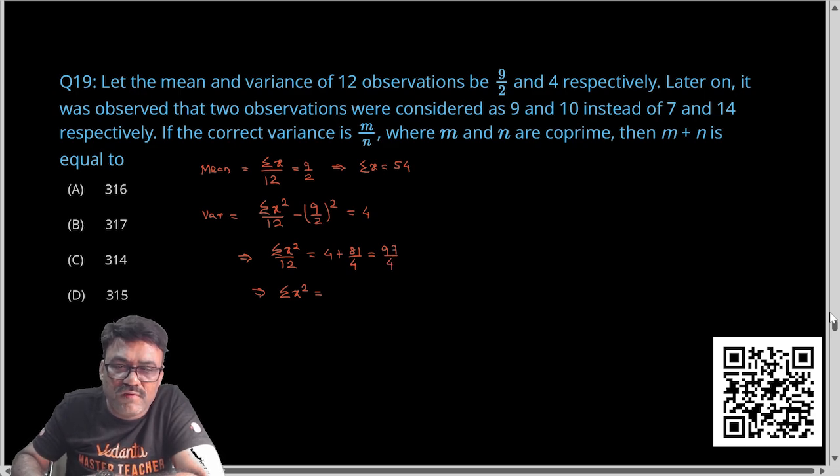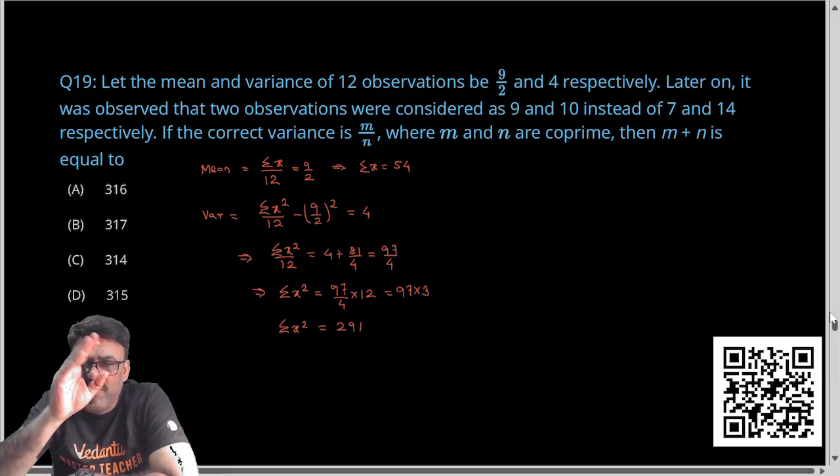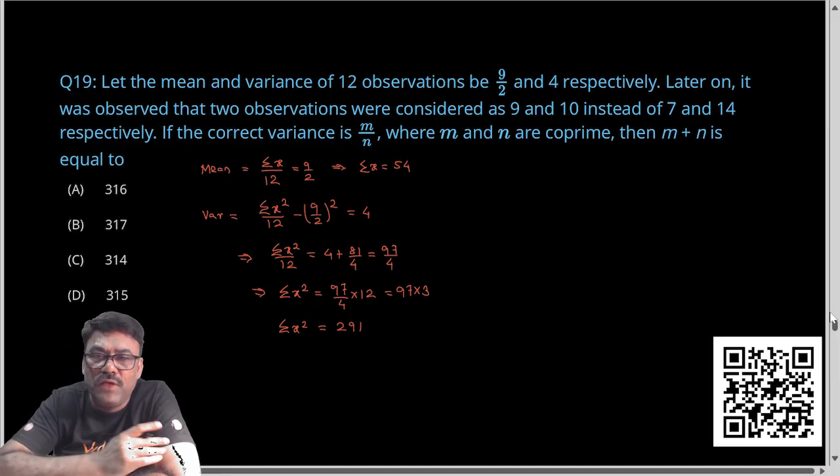So sigma x square is what? 97 by 4 into 12. So 97 into 3. So sigma x square is 291. This is incorrect data. So now I will correct it.